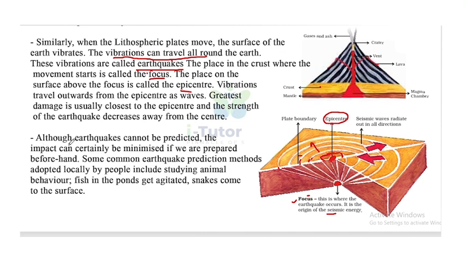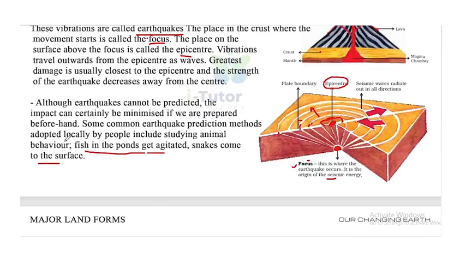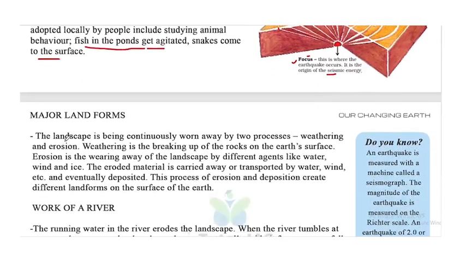Although earthquakes cannot be predicted, the impact can certainly be minimized if we are prepared beforehand. Some common earthquake prediction methods adopted locally by people include studying animal behavior: fish in the ponds get agitated, snakes come to the surface. So these are some local predictions adopted by people.